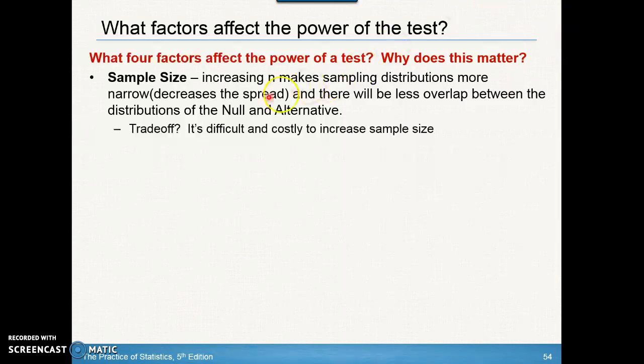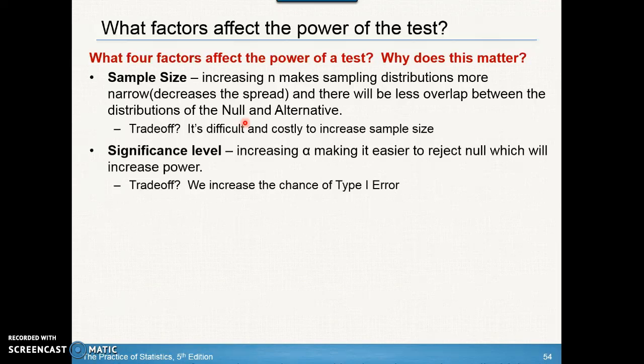All right, sample size. So when you increase the sample size, it makes the sampling distribution more narrow, right? Remember, it decreases the standard deviation, so it decreases the spread. So there's going to be less overlap between the distributions of the null and the alternative. All right, so basically what that means is the null has a distribution based on a center at, say, 0.08, and the alternative has a distribution based on a center at 0.11. We're trying to find which one's actually true. All right, if there's not very much overlap, then it's easier to reject the null when we need to. The trade-off is it's often difficult and costly to increase the sample size.